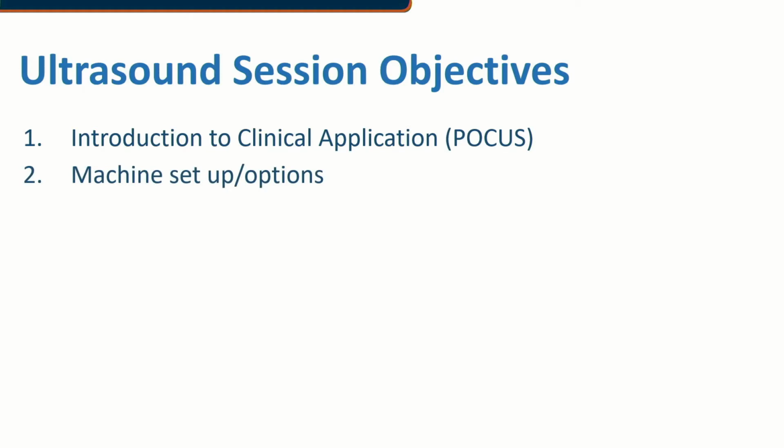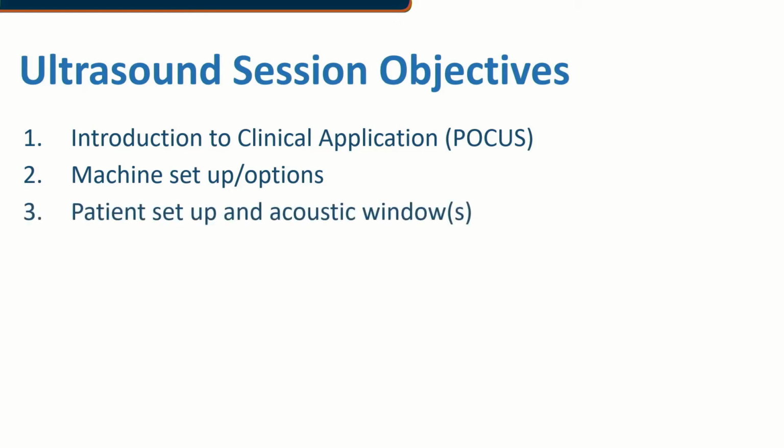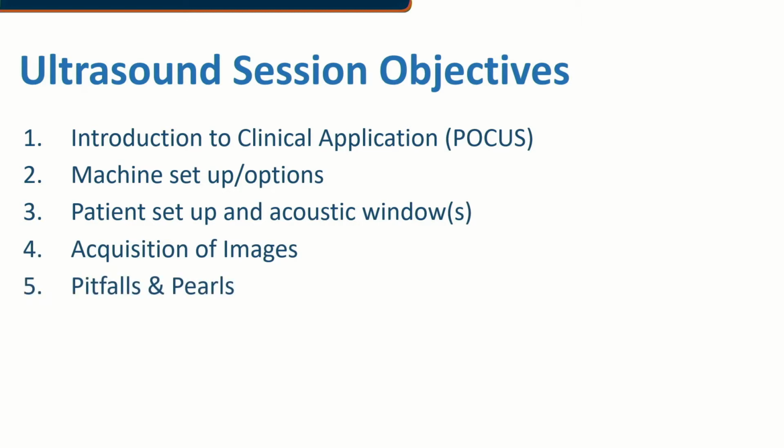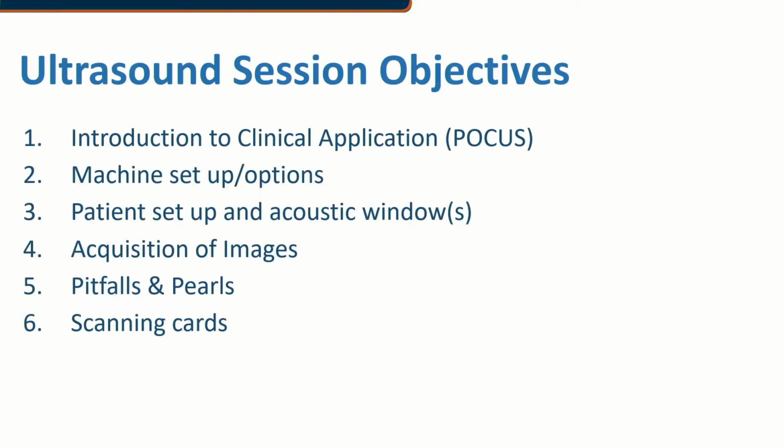Also, we're going to go over machine setup and options, and we'll take you to the machine for that, as well as just talk about them a little bit. And we're going to talk about patient setup and acoustic windows. Patient setup is going to be a little different than the other two cardiac images that you have been viewing. And the acquisition of those images, we'll show you both on the patient and what you're doing at the machine. And some pitfalls and pearls, along with our SBI scanning cards, and an SBI snapshot, which I don't have on this list, but we will talk about an SBI snapshot as well.